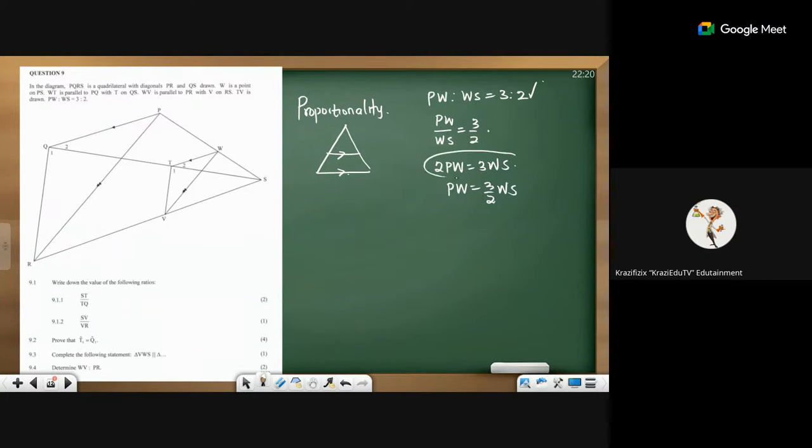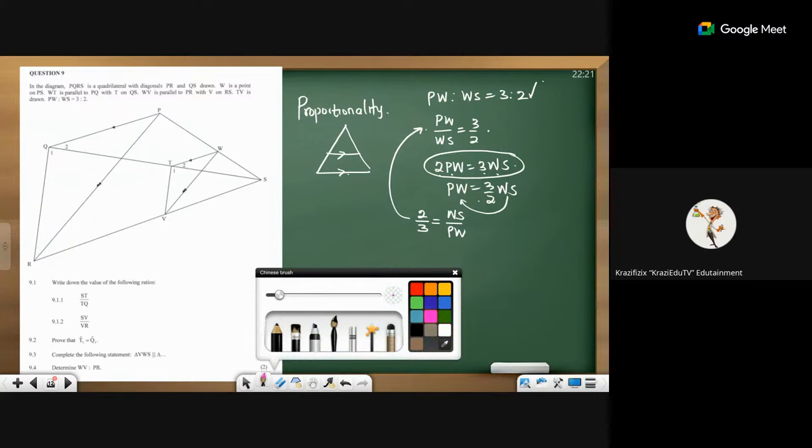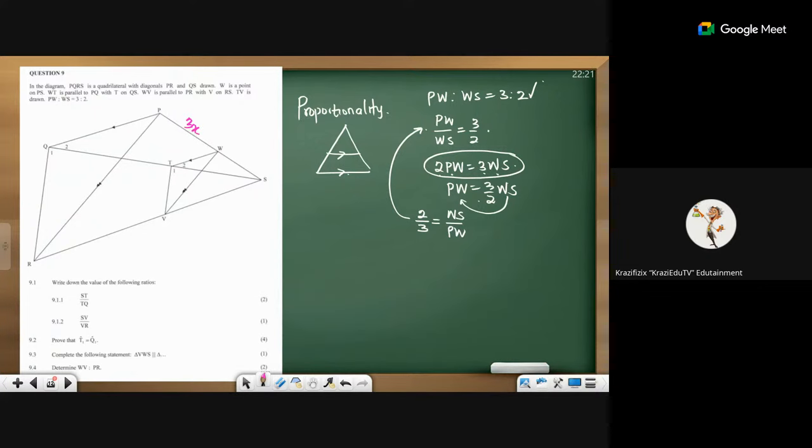What do you do here? Bring the numbers to one side. It's a 3 here. Take the PW to the other side. It's going to divide. You are back here. Same thing here: move this WS back here and it will divide. So that is very important. Now, PW over WS, please use X for PW and 2X for WS.